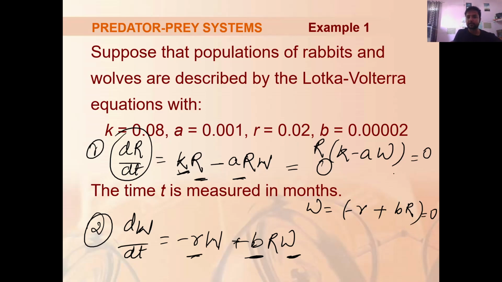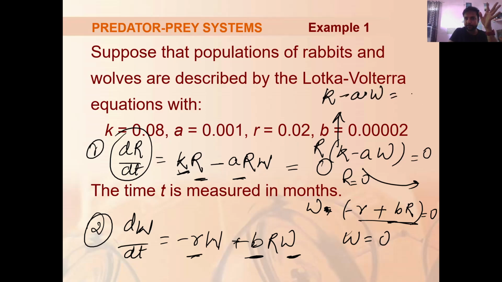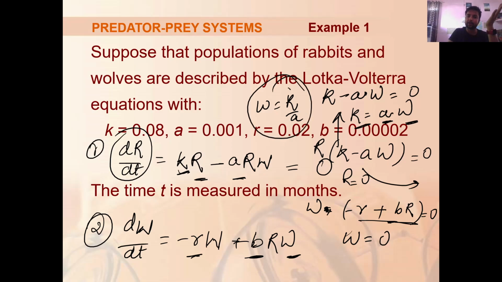From this, in the first case, R will be equal to 0, and similarly W will become 0. So that is the first case. In another case, R goes to the right-hand side and becomes 0, so we have k minus aW equal to 0, so k equals aW. We have the value of k and the value of a, so now we can find out W. W is equal to k by a. That's how the number of wolves can be counted.